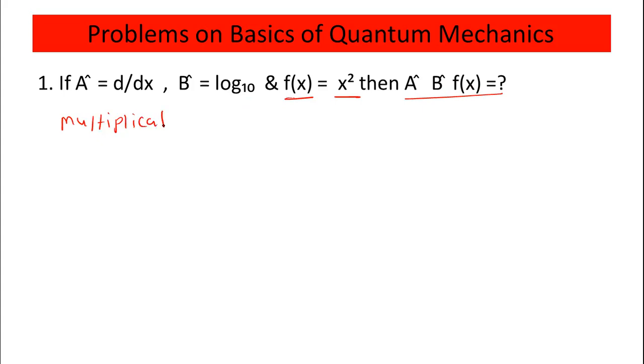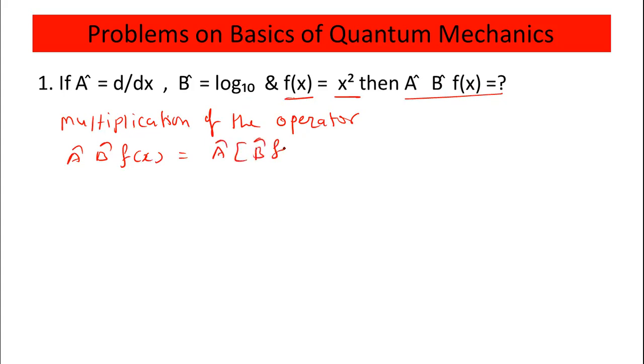Multiplication of the operator. Okay. So let us see the rule first. Multiplication of the operator. If two operators are given, operator A into operator B, then their product can be written as: first of all, operator B is operated onto the function f of x.